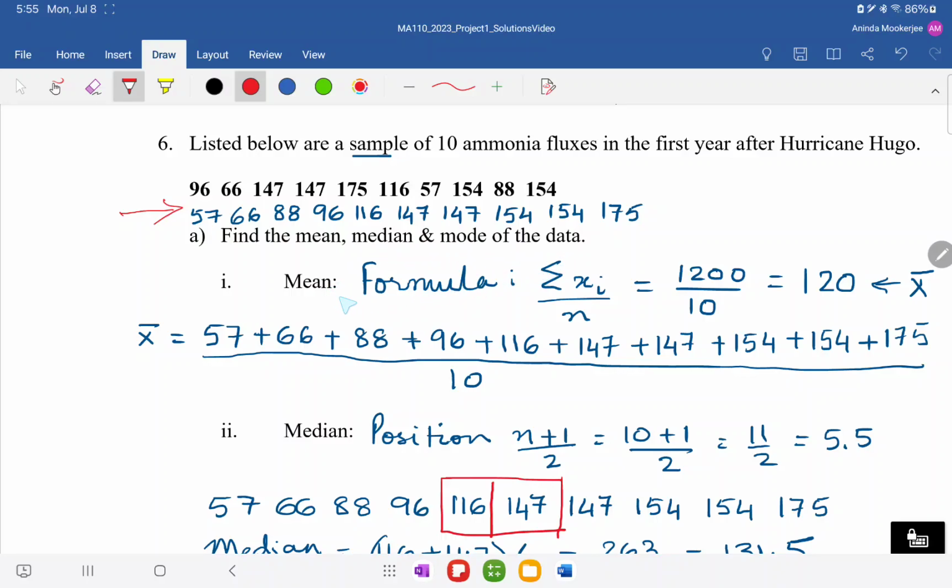So again, the formula for the mean is sigma x sub i. The i just represents the individual values, value 1, value 2, value 3, value 4, and then value i, any value in the middle. So sigma x sub i divided by n. So all you have to do is sum up all the values and divide by 10, because the sample size is 10. So 1200 is what it adds up to. 1200 divided by 10 is 120. And I've shown my work here.